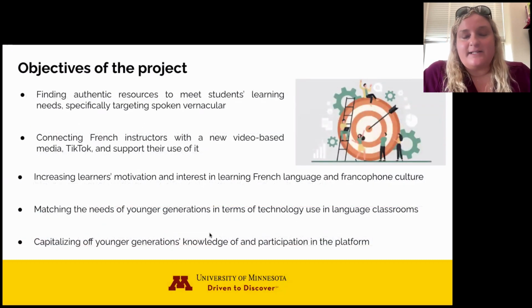So our objectives for this project, they were sort of twofold. On one hand, what we wanted to do was, I guess, capitalize or really take advantage of the fact that TikTok represents this treasure trove of authentic resources that can be really useful in this kind of setting for students learning a language. In particular, the language that's often used on TikTok, I would say almost exclusively used on TikTok, is the spoken vernacular. And so it's a kind of language that students don't traditionally get a lot of exposure to in conventionally made published materials.